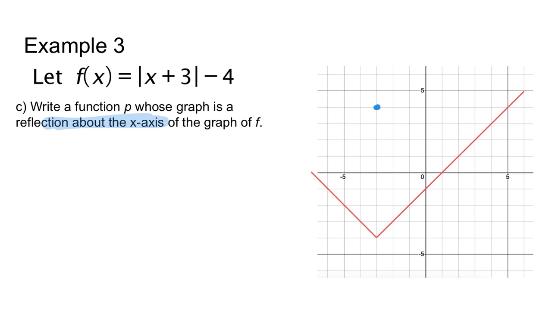The same thing with any point. So how about this guy that's right over here? He's 1 unit below the x-axis. He will now move 1 unit above the x-axis, and that's my new point. What about this point over here? It is 3 units below the x-axis. So he will now move 3 units above the x-axis.